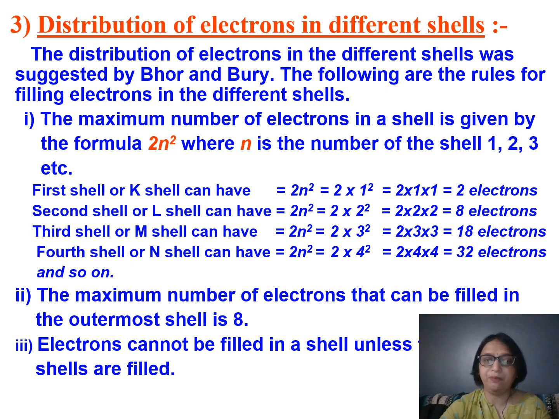Electrons cannot be filled in a cell unless the previous cell is filled. First the K cell will be filled, then the L cell will be filled, then M, and then N, and so on.